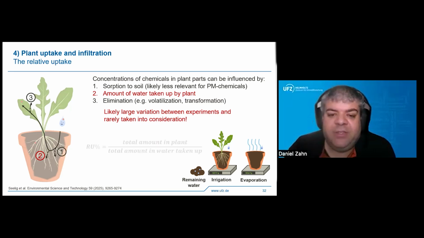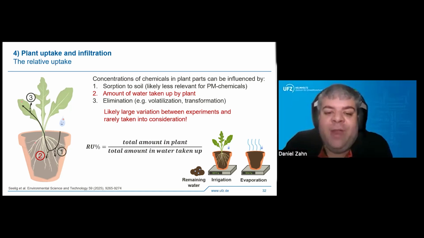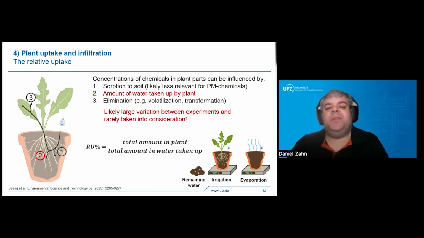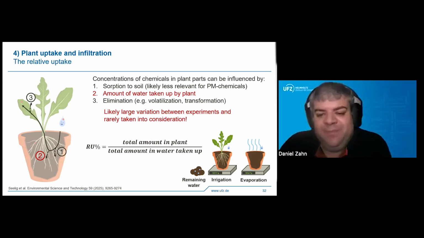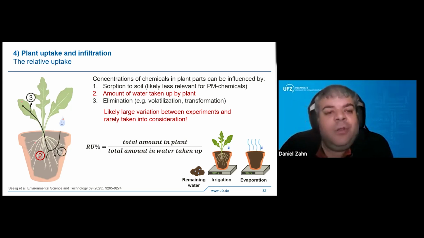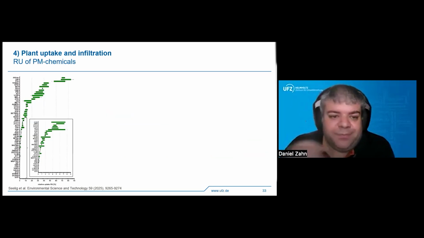With this information, we then calculate what we call the relative uptake. This is the total amount of chemical we find in the plant at the end of the experiment, divided by the total amount of chemical in the water the plant has taken up. So the total amount of water multiplied by the concentration in the water. So how does this look? What you see here are the relative uptake values for the chemicals we investigated.